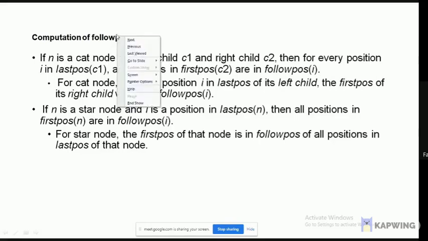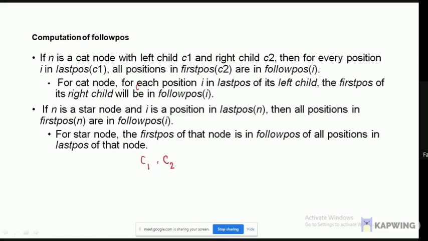So if you take follow position, first of all, the literal meaning is, if you are having two strings like this, the regular expression is having two things, right? If this is represented by one regular expression, this is having AB, and this is having ARB or something. Now we have to tell what is the follow position of C1.